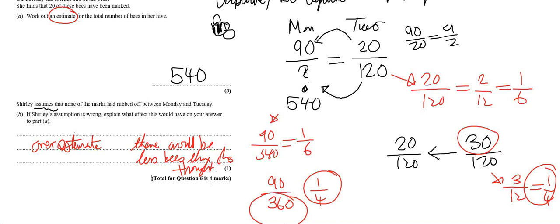Be very careful with your answer. Don't say there are less bees. Don't say that you've lost some bees. That hasn't happened. It's just looking at the assumption. I hope that's clear.